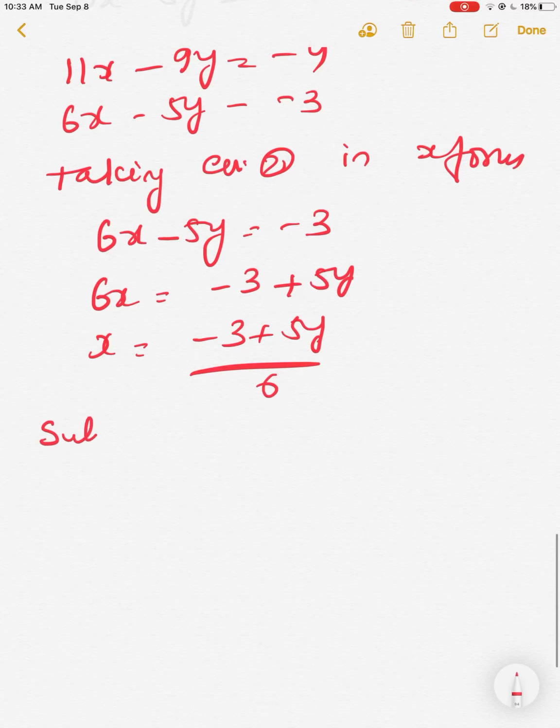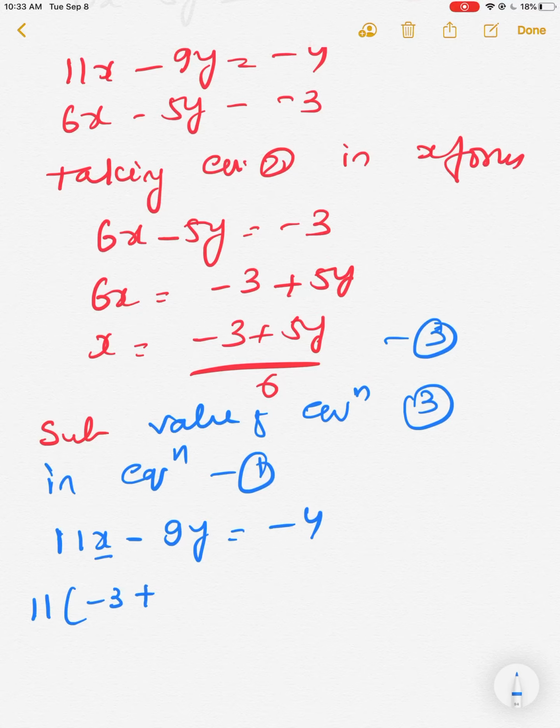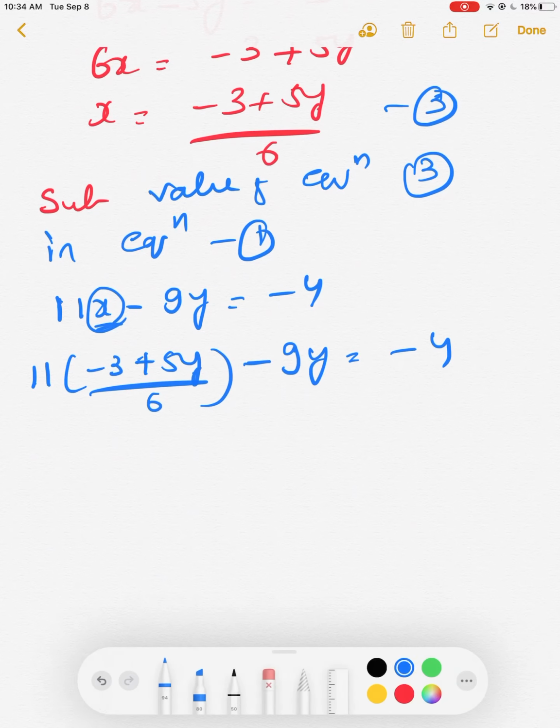Now substituting the value of x, this is equation 3, in equation 1. We write the first equation: 11x minus 9y is equal to minus 4. What is the value of x we are substituting? Minus 3 plus 5y upon 6. So 11 into minus 3 plus 5y upon 6 minus 9y is equal to minus 4. Okay.